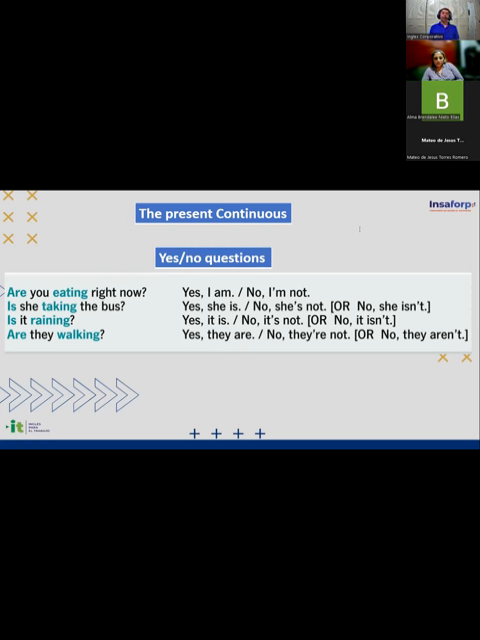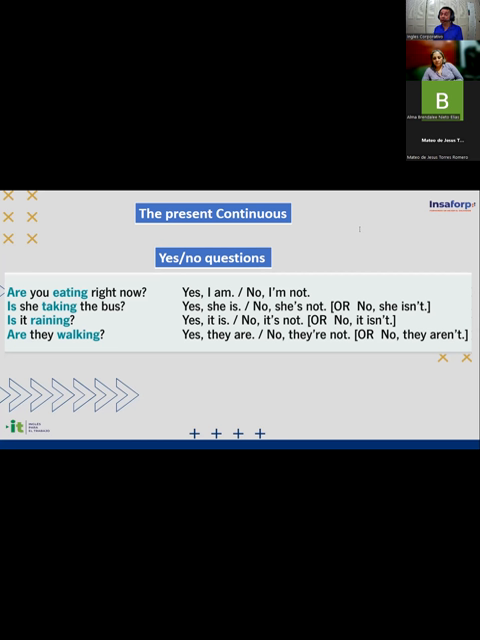Okay. Now, in this case, verb to be at the beginning and then the subject. We don't say you are, we say are you. So we change the position, right? Then the verb with ing, the present participle. So you say eating. Are you eating right now? Yes, I am, with the verb to be. Or no, I'm not. Right?